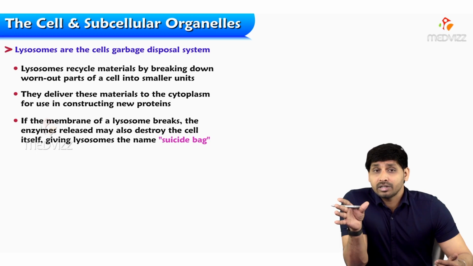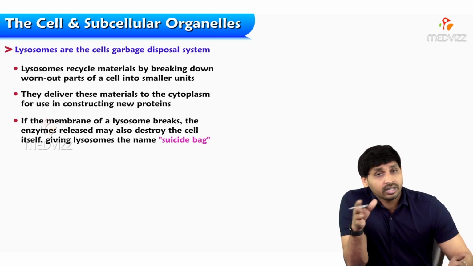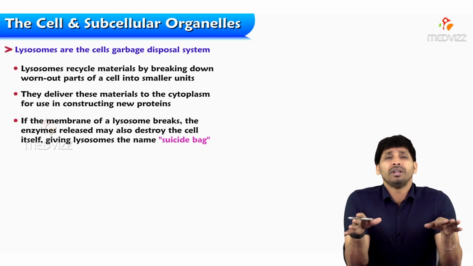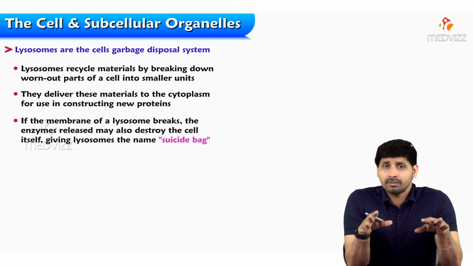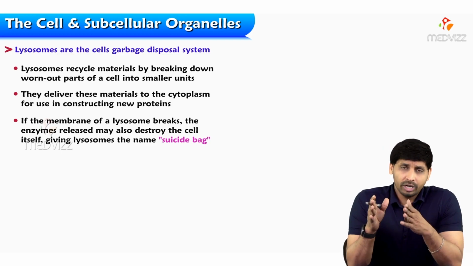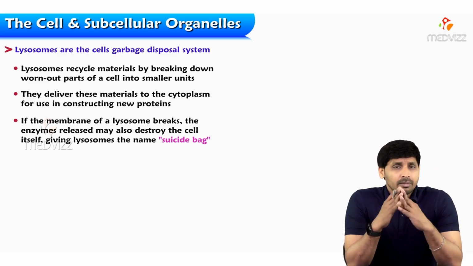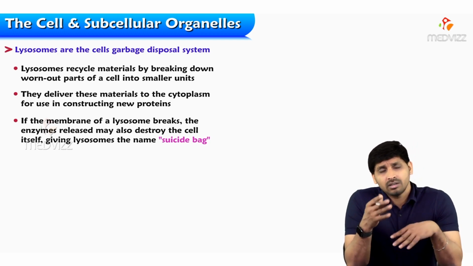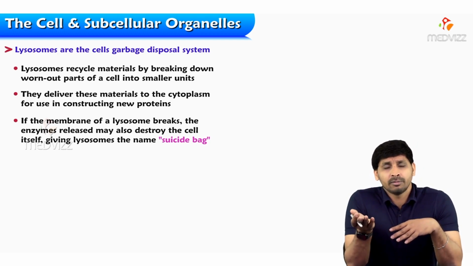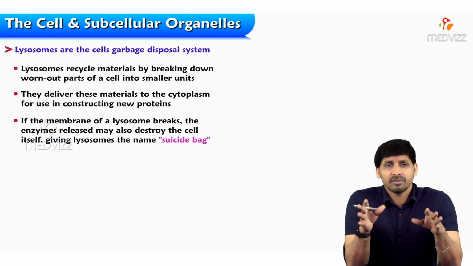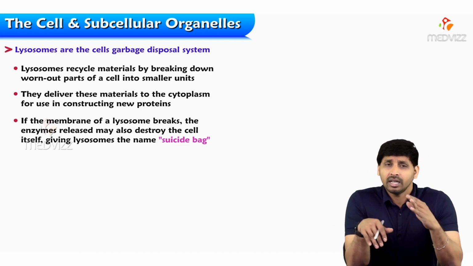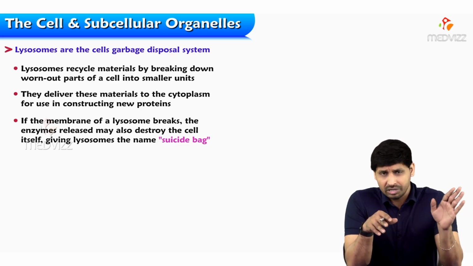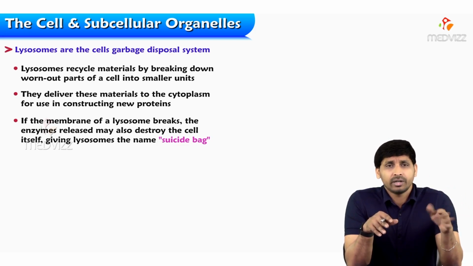They deliver these materials to the cytoplasm for use in constructing new proteins, right? Suppose I say hemoglobin. Hemoglobin has a heme part and a protein part, globin. Once an RBC completes its life cycle of 120 days, the RBC will be lysed, and its main content, hemoglobin, will come out and be separated into heme and globin. Heme will be converted to bilirubin and transported to the liver for detoxification or conjugation reactions, to make it soluble.